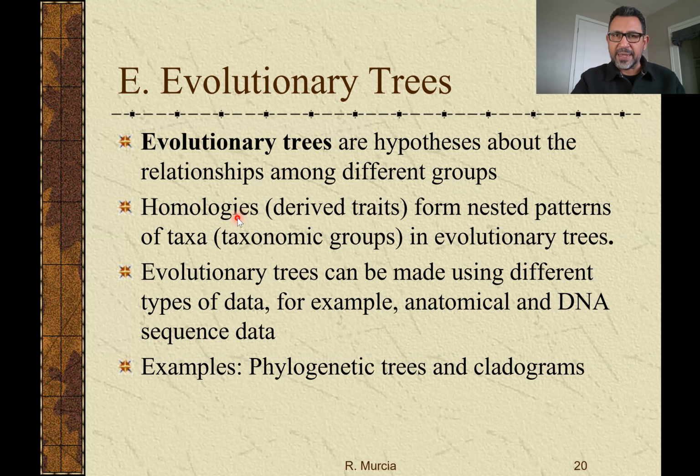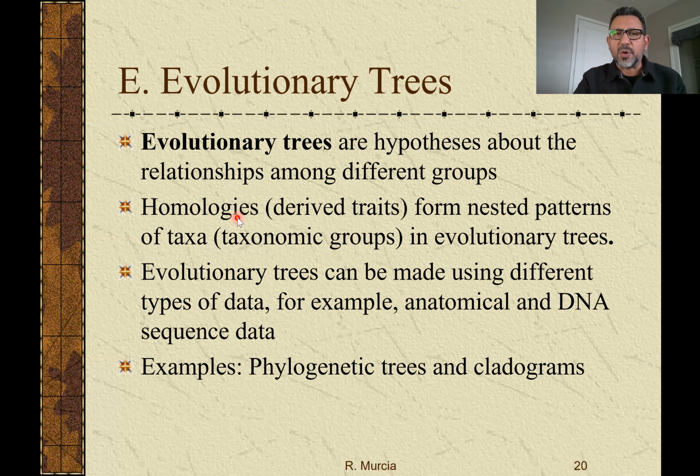What you're going to be seeing in the tree are going to be homologies. Homologies are going to be derived traits. What I mean by derived will be a new characteristic that has emerged, and a species that has this particular characteristic can then pass the characteristic to the species that are hypothesized to have descended from this one that has acquired a change. So homologies are going to be characteristics that are going to be shared by many different taxa, many different taxonomic groups that share a hypothesized common ancestor.